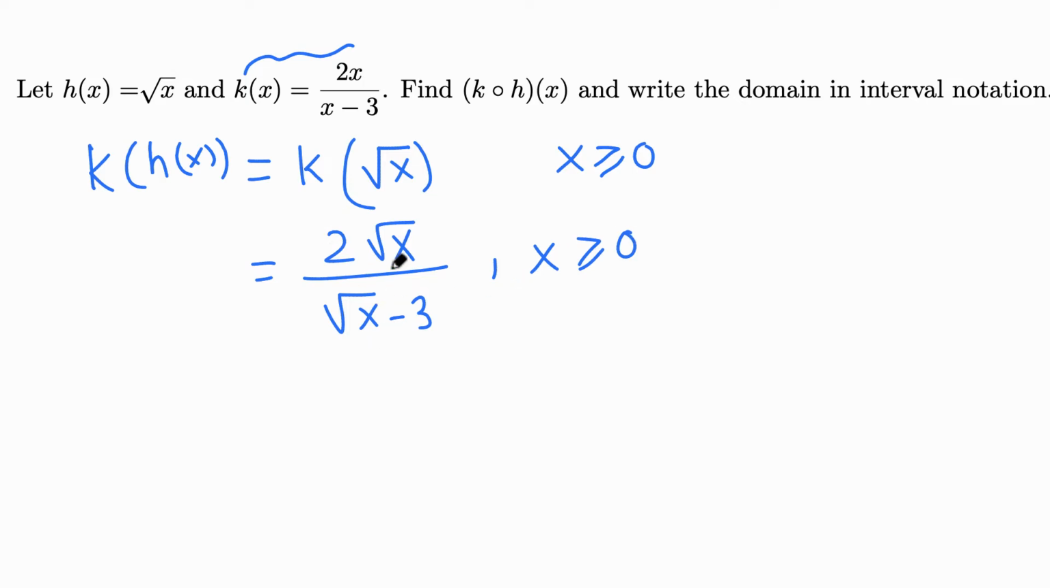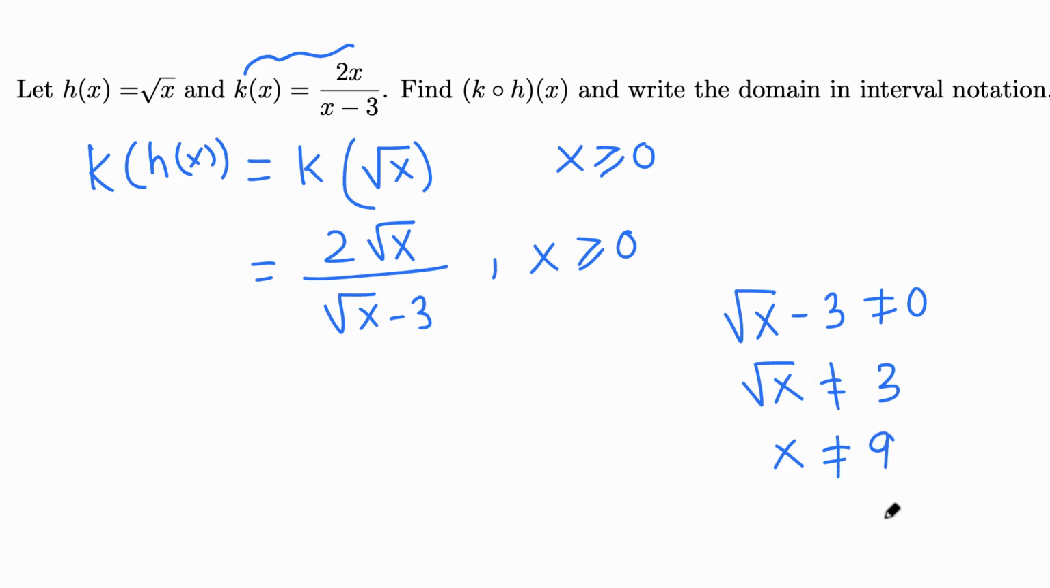Now to find the domain of this composite function, we have this restriction and we cannot have 0 on the bottom. So the square root of x minus 3 cannot be 0. Add 3 to both sides. The square root of x cannot be equal to 3. Square both sides. So x cannot be equal to 9, because when x equals 9 this is going to be 0, and something divided by 0 is undefined. And we have to have x bigger than or equal to 0.